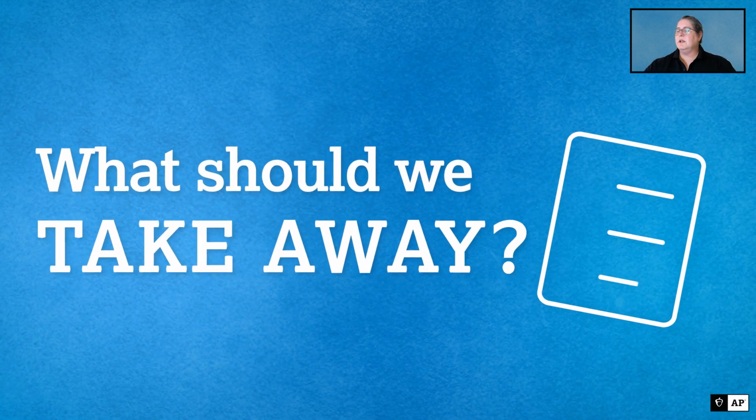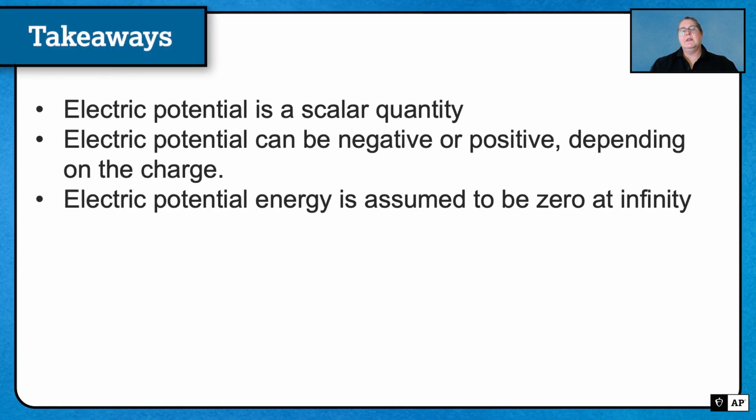So what should we take away from today? That the electric potential is a scalar quantity, and it can be negative or positive depending on the charge, and that we just add them up if we've got multiple charges, and that the electric potential energy is assumed to be 0 at infinity.